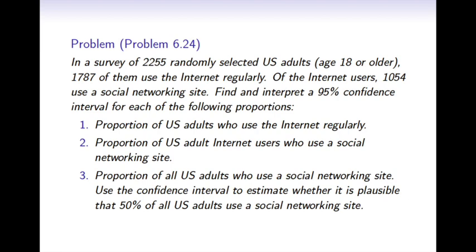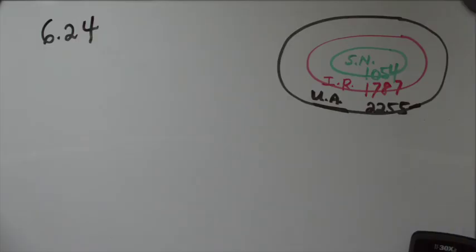Now, with this last one, we want to look at this claim: use the confidence interval to estimate whether it is plausible that 50% of all U.S. adults use a social networking site. So we'll come back to that follow-up question once we have the confidence interval in part 3 developed. Let's go to the whiteboard and develop each of these 3 confidence intervals. In this case, we will use only the methods of section 6.1, so we're going to use the formulas that we've developed within this section to handle these problems.